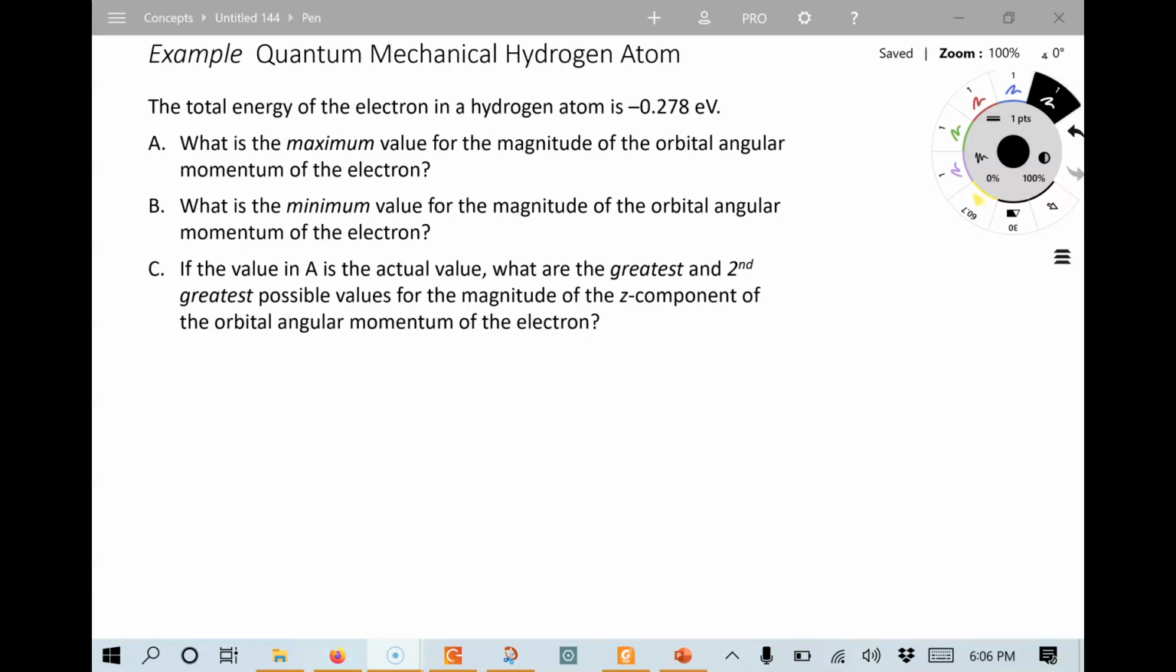Hi, this is an example problem on the quantum mechanical hydrogen atom. This is how quantum mechanics understands the hydrogen atom. This one says the total energy of the electron in a hydrogen atom is minus 0.278 eV.